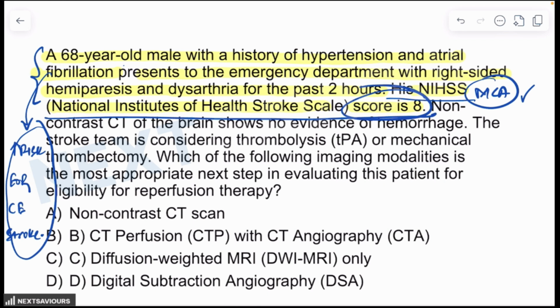Now, the first investigation which was conducted is the non-contrast CT of the brain, which shows no evidence of hemorrhage. Now, this is important because from here, the real essence of the question comes into play. You are presenting with a patient who might be suffering from ischemia, and he comes within a window of less than 4.5 hours. That means the patient is presented early, so it requires a prompt management.